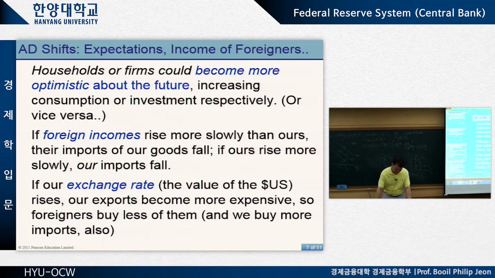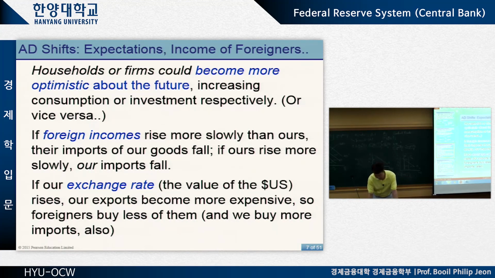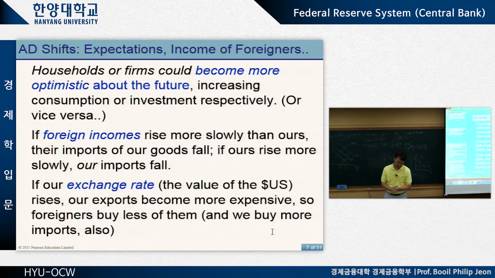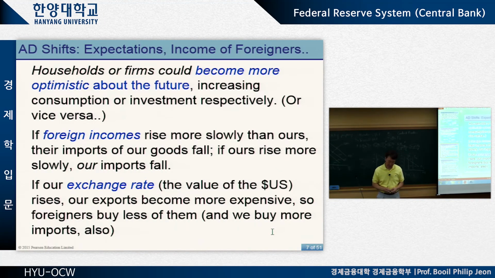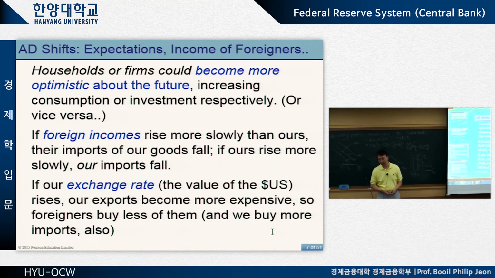All right, so the foreign income, if the foreign incomes rise more slowly than ours, that means if the economy in this country, the domestic economy, is stronger than the foreign economy, right? Then the imports of our goods will fall. In other words, our export will decrease, right? And our import will increase.